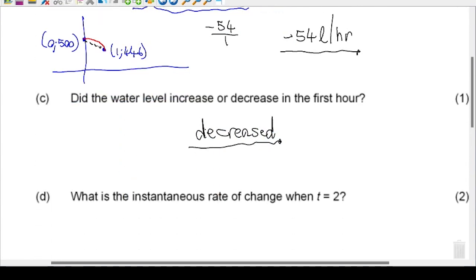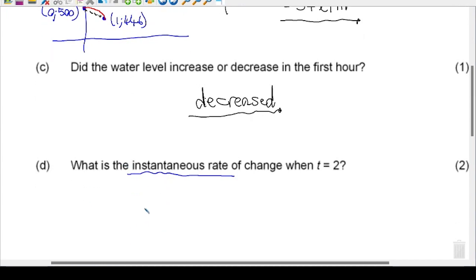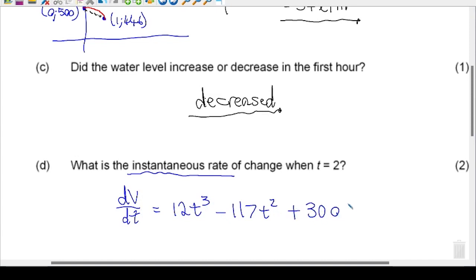The next question, part D, asks for the instantaneous rate of change. Now, for instantaneous rate of change, we essentially want an instantaneous gradient, and this is where we use calculus. So what we're going to do is differentiate V with respect to time. And that gives us an expression for the rate of change of the volume with respect to time at any given time. Okay, now we want to know when t equals 2.